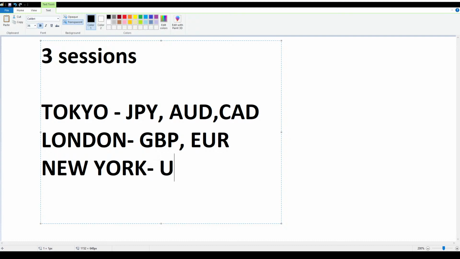And then in the New York session, you look for trades with the USD prefix and the GBP prefix as well, and the euro as well, but in this order. Priority would be the USD prefix, then currencies with the GBP and the euro, but primarily it's the US dollar that's the main man there.